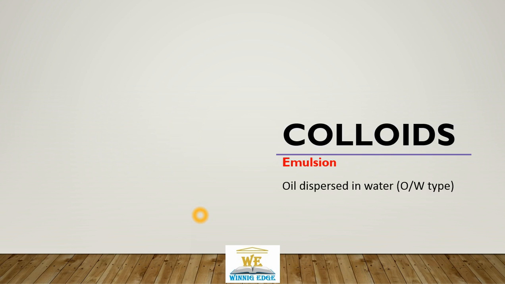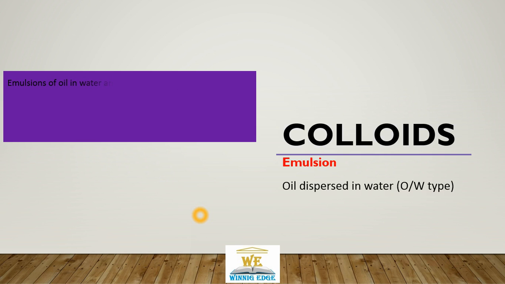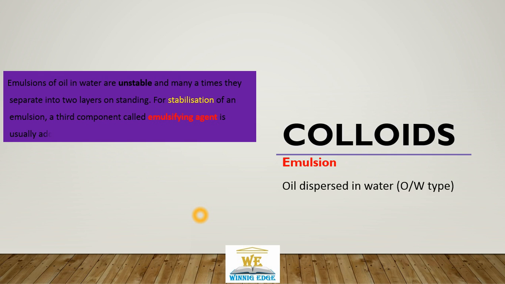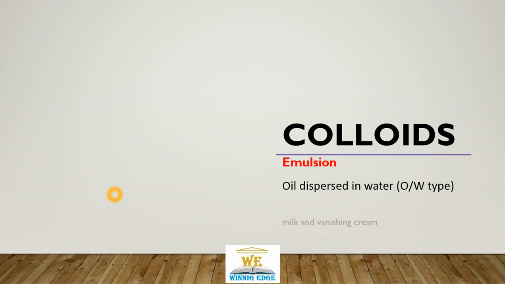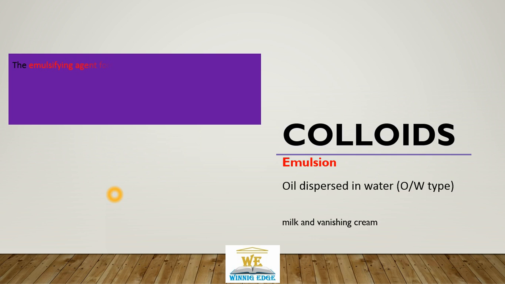First, oil dispersed in water. Emulsions of oil in water are unstable and they separate into two layers, because oil is lighter and comes up. To stabilize such emulsions, we use an agent known as an emulsifying agent. It prevents the separation of the two layers. Milk and vanishing cream are examples of oil in water emulsion. The emulsifying agent forms an interfacial film between the suspended particles and the medium.